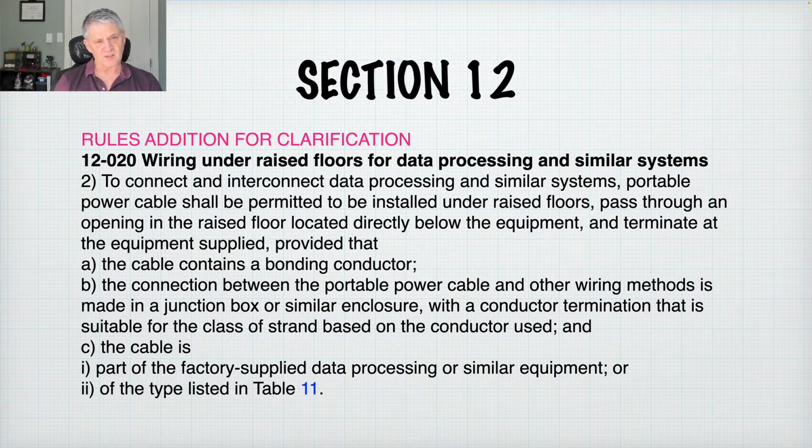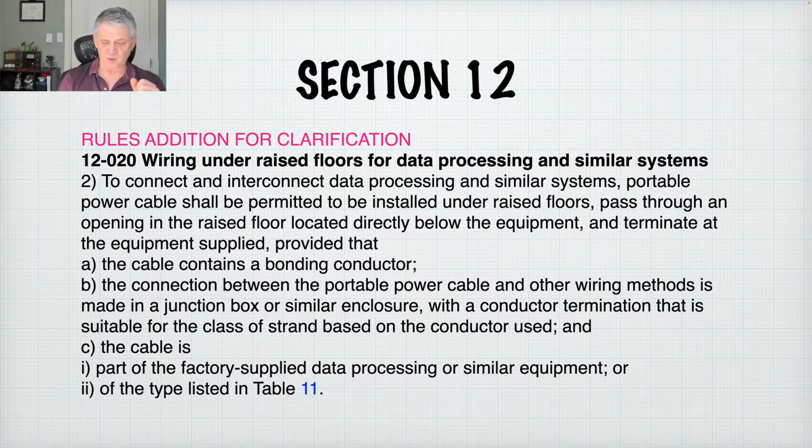To connect and interconnect data processing and similar systems, portable power cables shall be permitted to be installed under raised floor, pass through an opening in the raised floor located directly below the equipment, and terminate at the equipment supplied, provided that the cable contains a bonding conductor. The connection between the portable power cable and other wiring methods is made in a junction box or similar enclosure, with a conductor termination that is suitable for the class of strand based on the conductor use, and the cable is part of a factory supplied data processing and similar equipment, or of the type listed in Table 11.